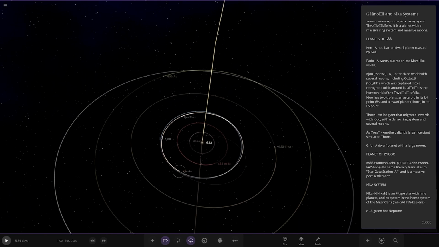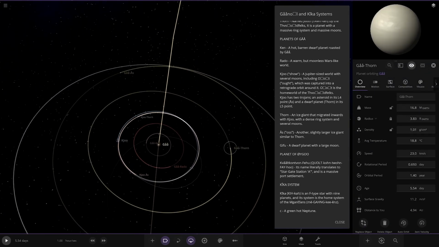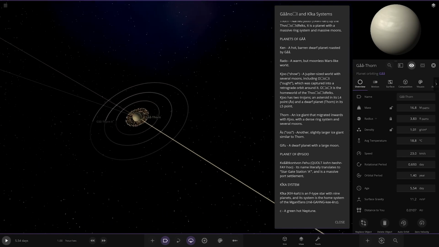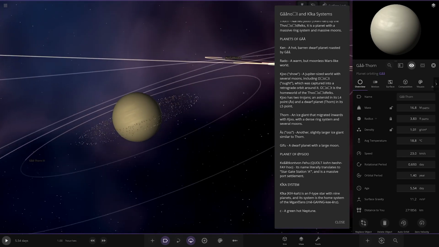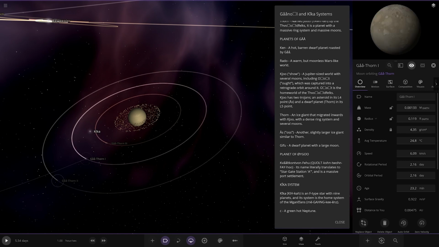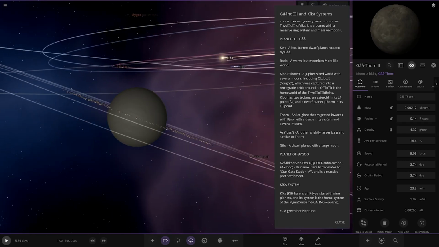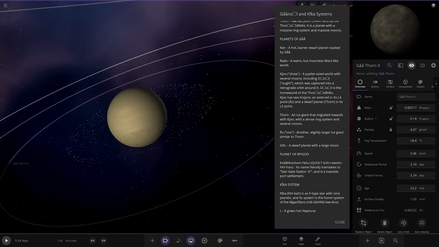Cool. And then you have this one as well, which is also sitting in a similar orbit. Very nice. All right, next up, we've got Fawn over here, an ice giant which migrated inwards with a dense ring system and several moons. Okay, I think we've seen the colour theme of grey in here so far. There's a lot of greys. So receiving light from both stars at once. There you go.